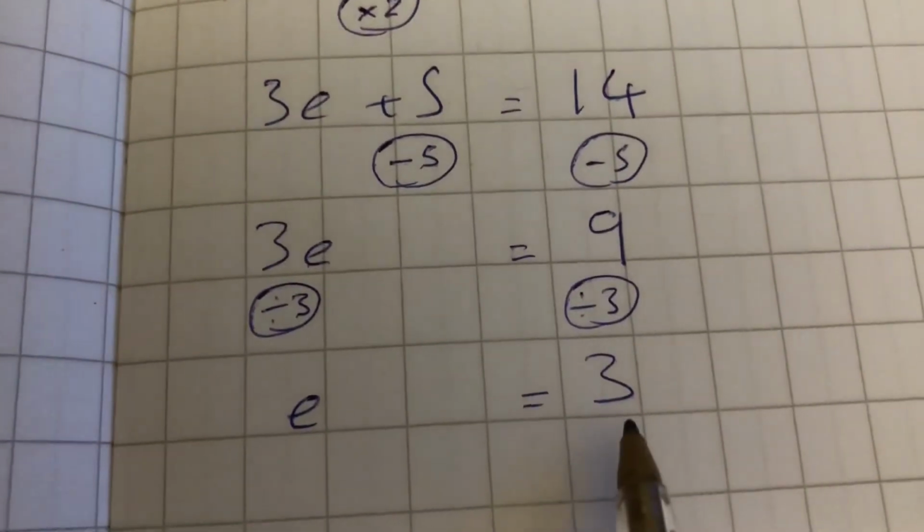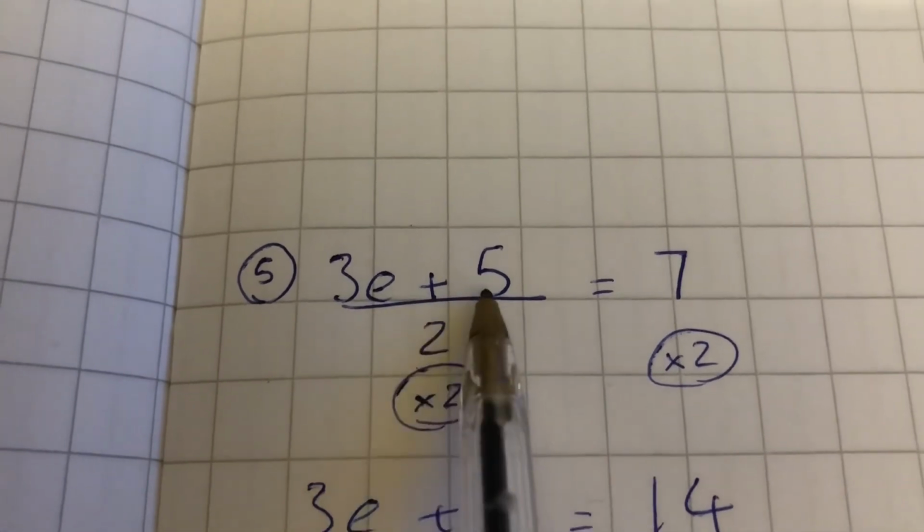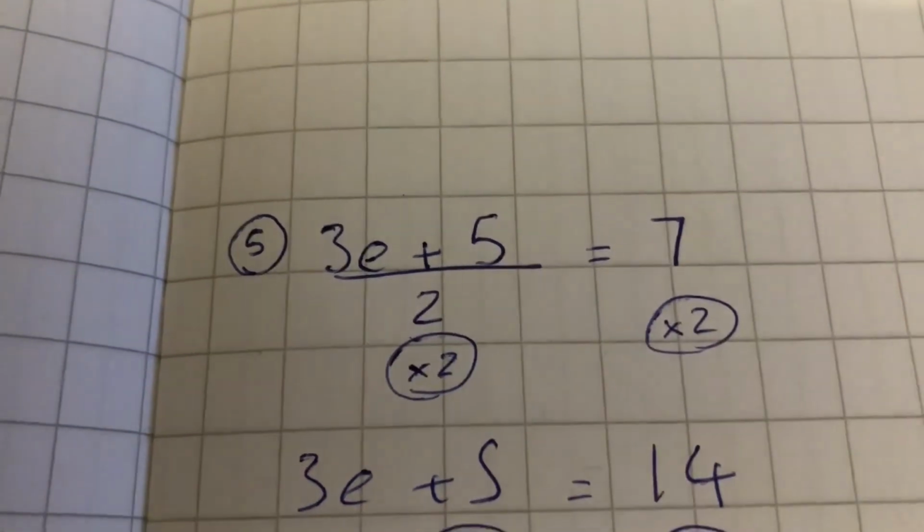And again, let's substitute e being 3 back into this. 3 times 3 is 9. 9 plus 5 is 14. 14 divided by 2 is in fact 7.